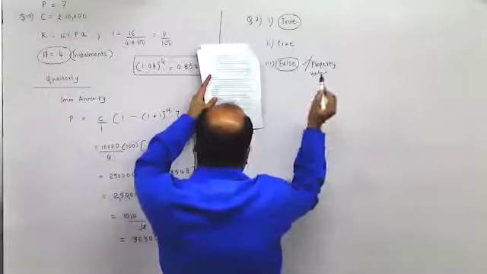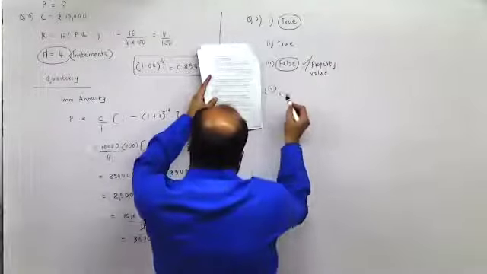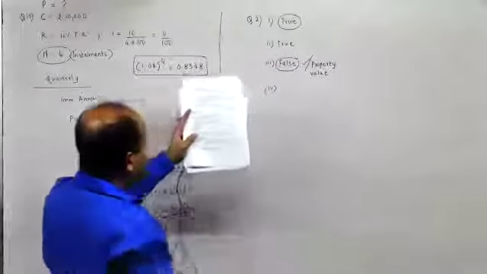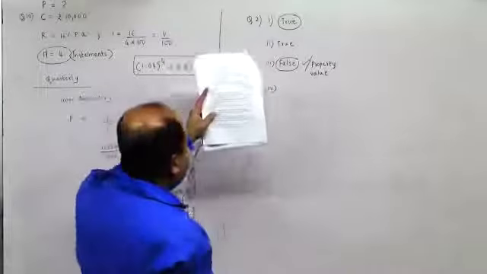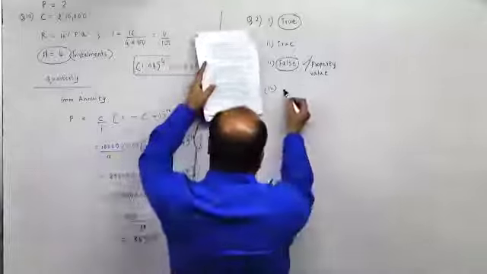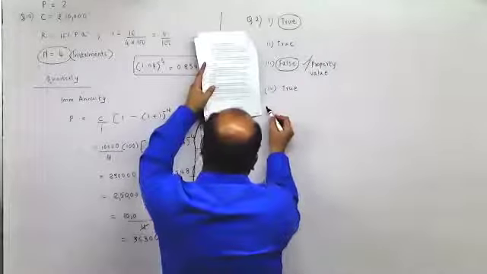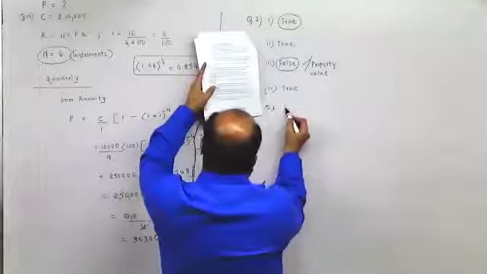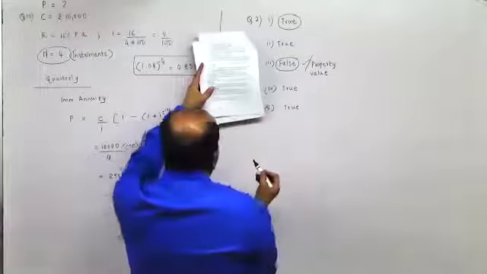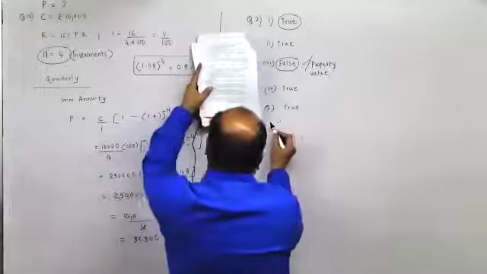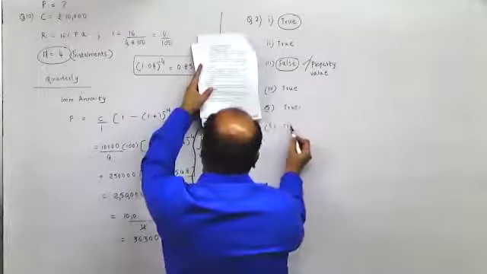Fourth one, you have to be very conscious, very careful about the statements. A sinking fund is a fund established by financial organization. True. What have they given? True. The relation between A and P is this. True. What have they given? True. Future value is the accumulated value. True. What have they given? So true.